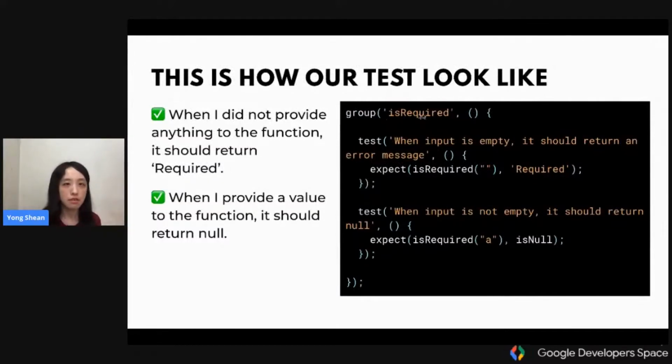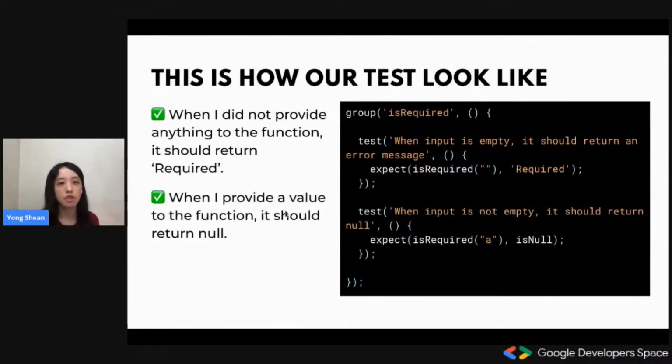The group is something that helps you to group similar tests together. It is not something that you need to put every time, but when you have a lot of tests, it can help to organize your tests correctly. Then you can write your test description here. And then inside you have the expect statement that checks that, okay, if my function is required, and I put in the input that is empty, then it should return me this string.